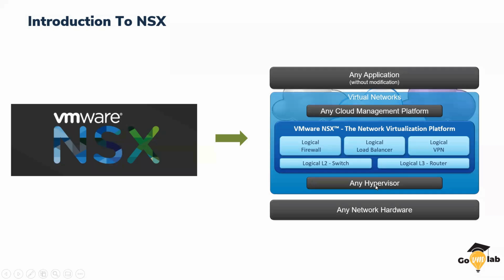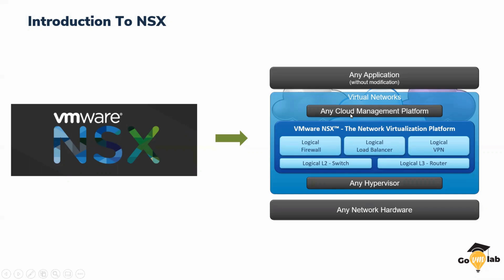Now, when you say any hypervisor, it means that NSX has two offerings, NSX-V and NSX-T. NSX-V, as you know, is tightly coupled with the vSphere product or ESXi hypervisor, whereas NSX-T has support not only for the ESXi hypervisor, but also for the KVM hypervisor. It could be any hypervisor you install on any network hardware, and then this network virtualization platform will give you firewall, load balancer, VPN, switching, and routing capabilities in software.